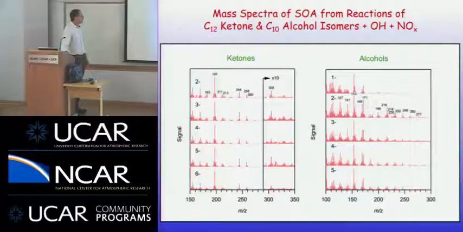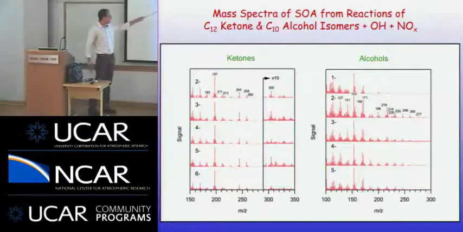So if we look at our mass spectra, the first thing we've noticed, so these are particle beam mass spectra of the aerosol formed from these different isomers. We're looking at where the carbonyl group is in the 2, 3, 4, 5, and 6 position.